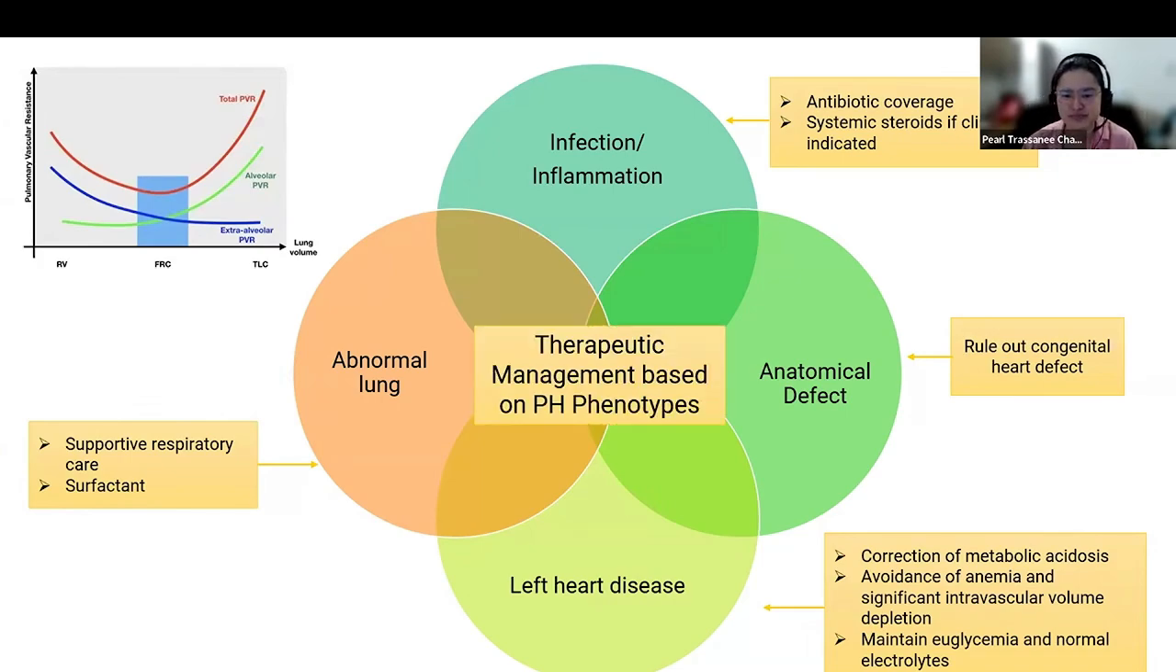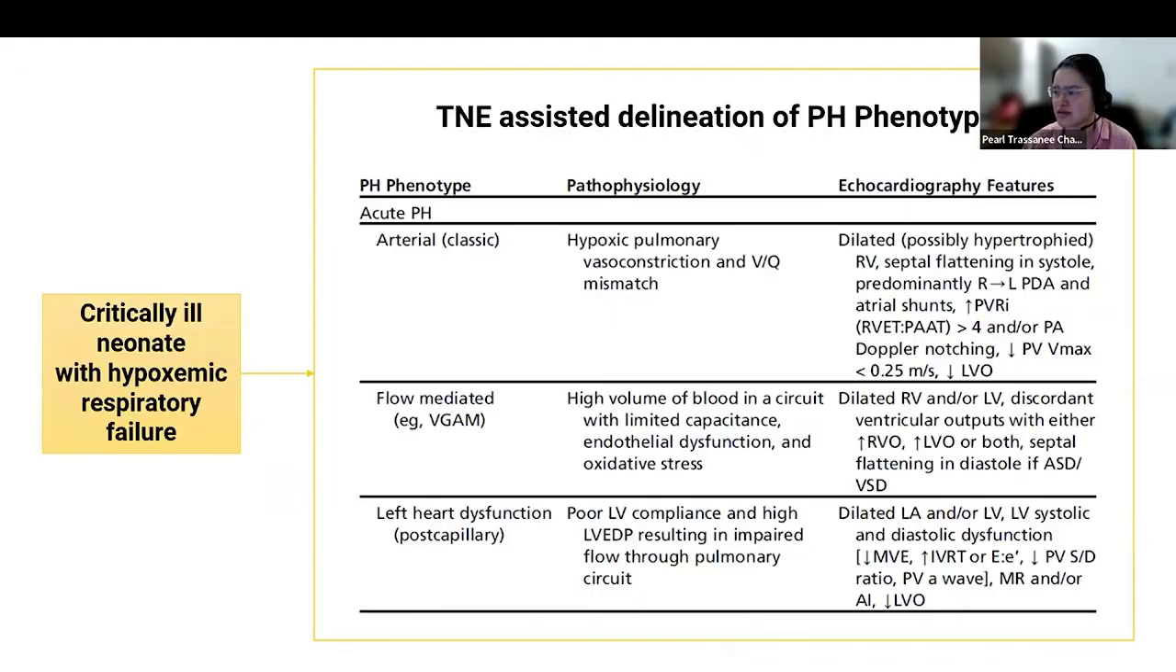As we are coming to the conclusion of this presentation, I would like to use the last 2 slides to summarize the echocardiographic features and therapy for each phenotype. However, in real life scenarios, things can be more complicated and difficult to delineate. But in brief, for resistance-mediated pulmonary hypertension, you could see a dilated RV with predominantly right to left ductal and atrial level shunt with decreased left ventricular output.